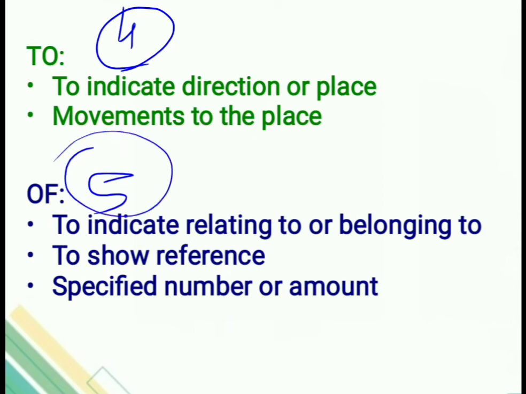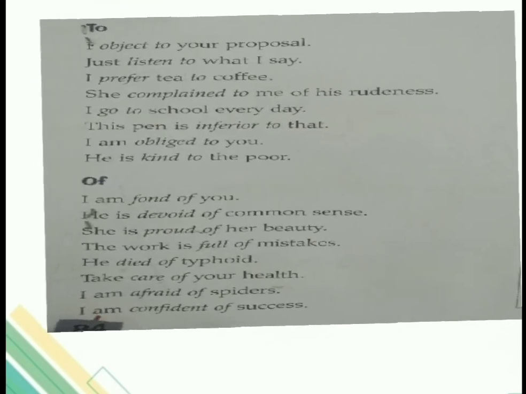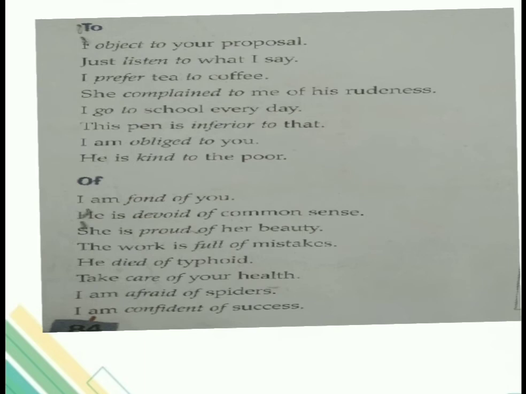To indicate direction or place, movement to a place. So to is mostly used for indicating moving something from one place to another place. Of, to indicate relating to or belonging to. किससे belong करता है, we use of. To show reference of a specified number or amount, we use of. It's of 20 rupees, a specified amount, right? So when you're showing the relation of something or belongingness, we use of. If you're writing a particular number or amount, we use of. Clear? Now you'll see, as per your textbook, what to and of tell you.